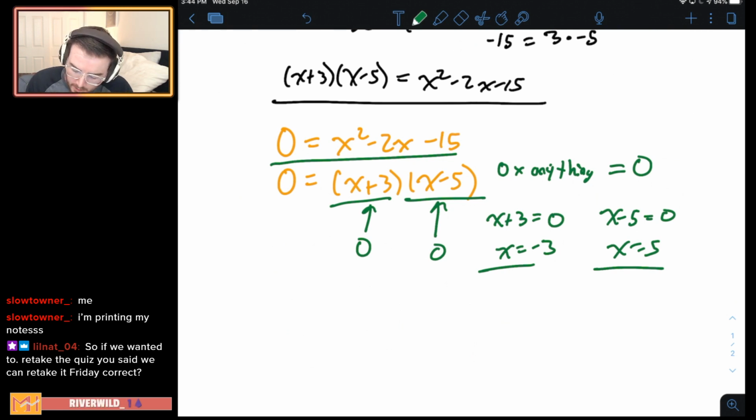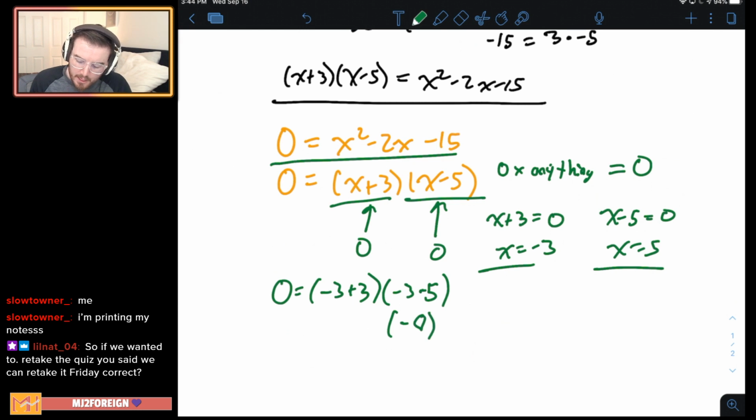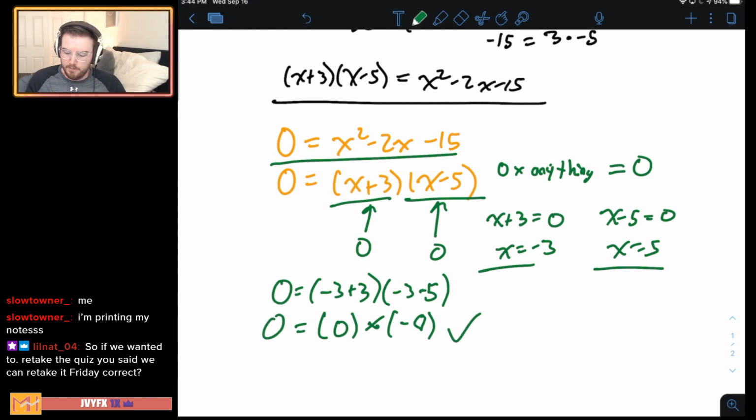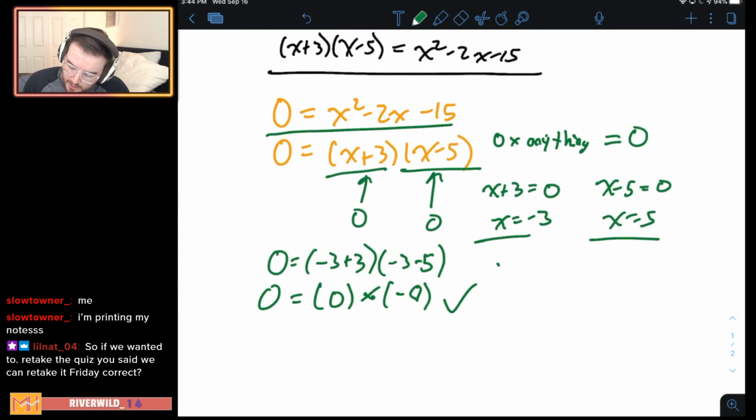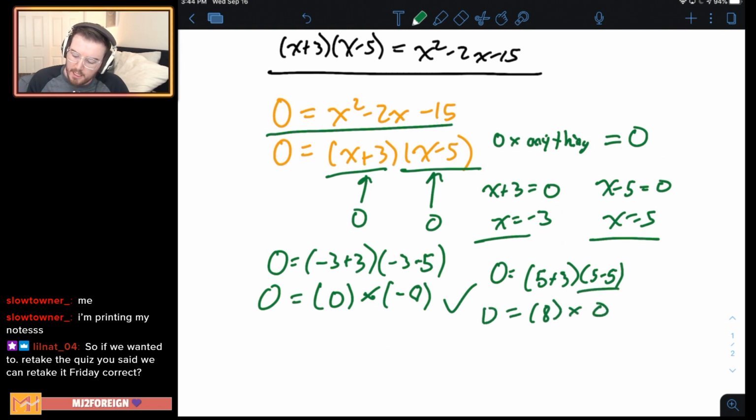Don't believe me? Plug it in. If I plug in negative 3, yeah, this comes out to negative 8, but who cares? This results in 0, and 0 times anything equals 0. It works. Plug in the other answer. Yeah, sure, I get positive 8 right there, but positive 8 times 0, because 5 minus 5 is 0, equals 0. That checks out as well. So both of those solutions work.